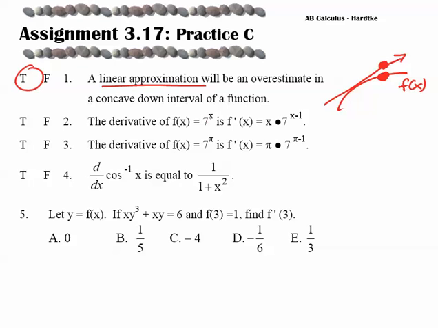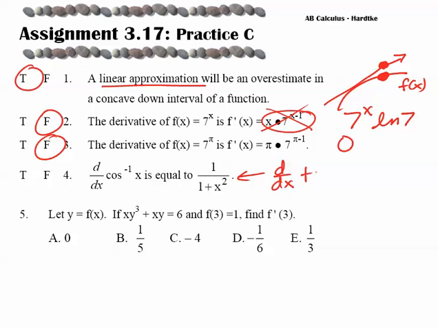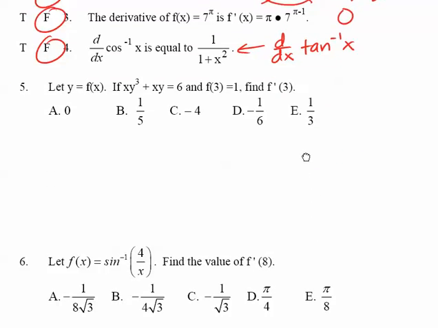The derivative of 7 to the x. This is our derivative of a to the x, so it should be 7 to the x natural log of 7. So this is a power rule used incorrectly, so this would be false. 7 to the pi is a constant, so the derivative of 7 to the pi would be 0, so this would be false. The derivative of inverse cosine, no, this is actually the derivative of arctangent of x, so that's also false.